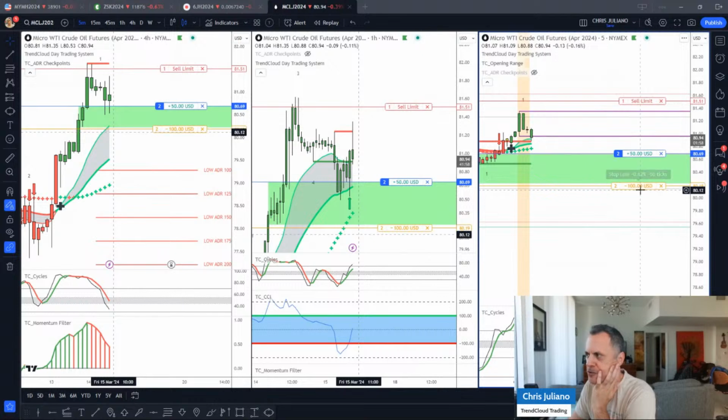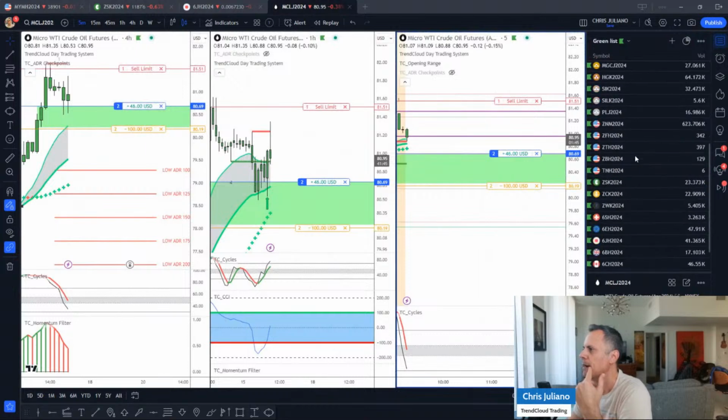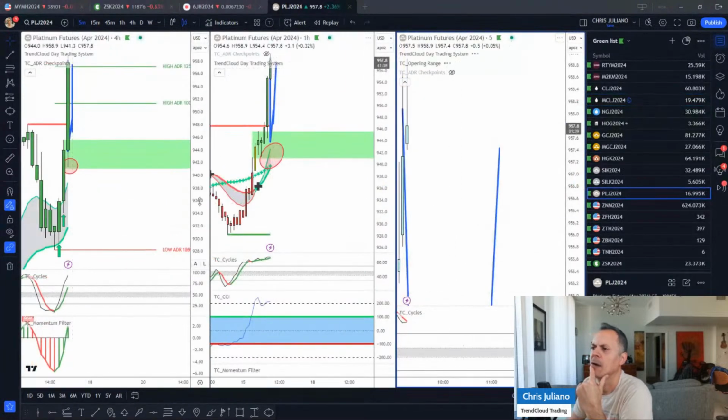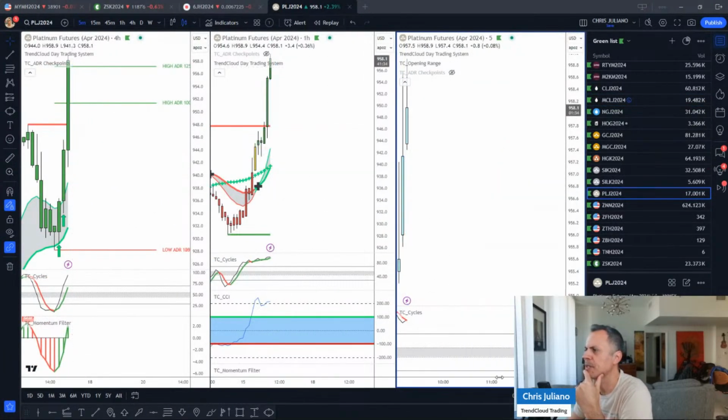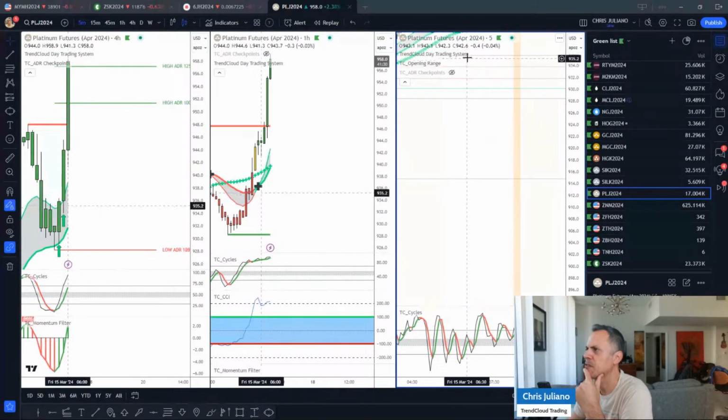$100 risk, right? It's just $100 risk. We're below less than 1% of our account value. And this is what we look for. We look for these opportunities. Platinum played out really nice. And we see what the plan is on Platinum, right? We see the plan on Platinum here.